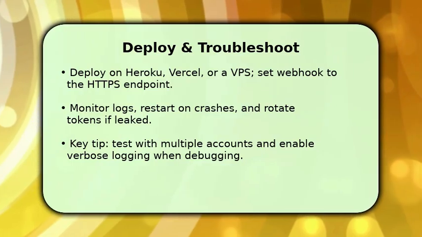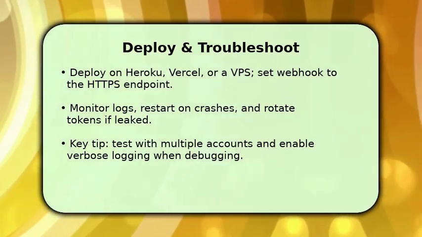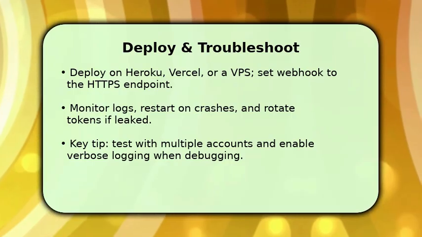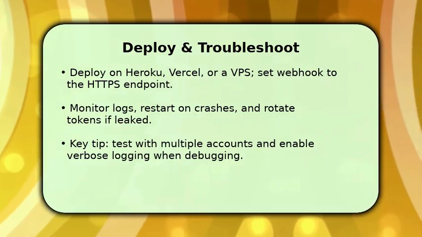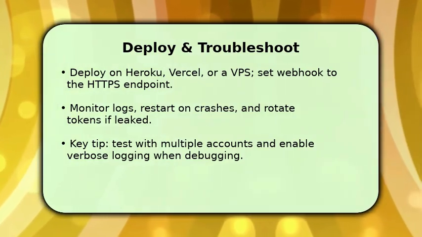If something breaks, enable verbose logging, check token validity, and verify webhook responses. These steps usually reveal misconfigured routes or missing dependencies quickly.